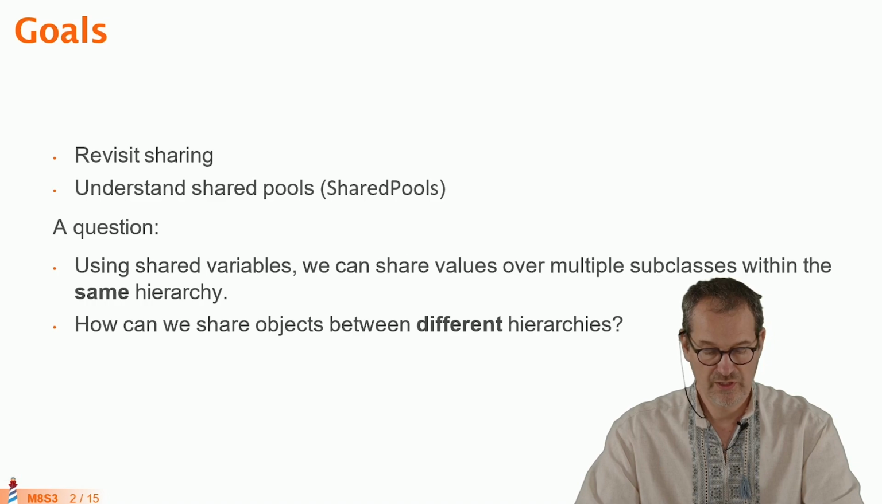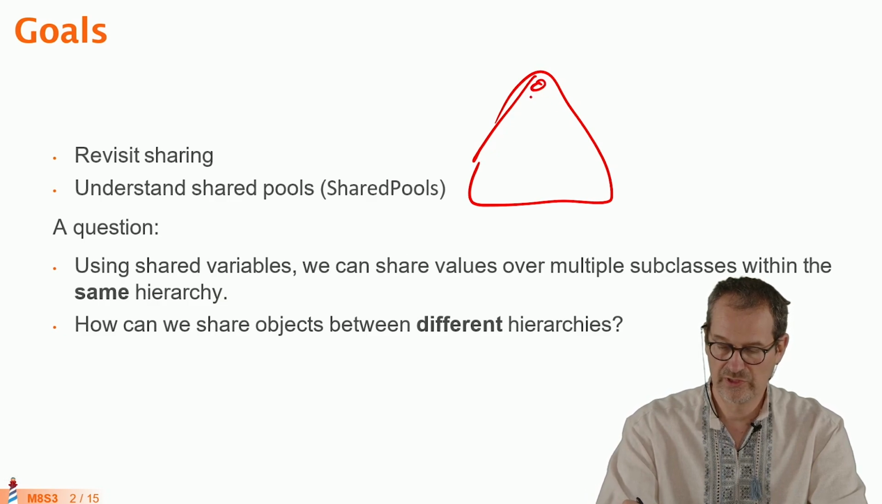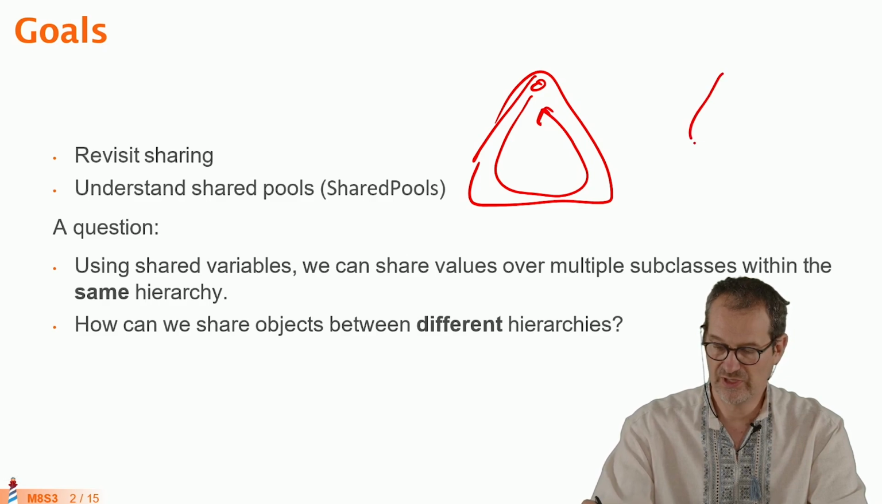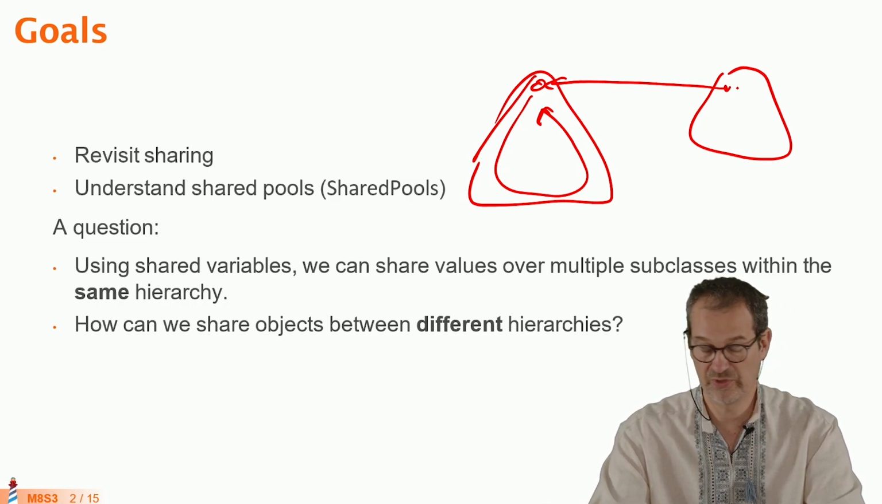We saw in the previous lecture that we can share state within a hierarchy using a shared variable. The question now is how can we share the value between different hierarchies? Graphically, a shared variable can be accessed in all this space. Now the problem is that sometimes I have another hierarchy here and I want to access this value. How do we do it? Because we don't want to repeat it here.